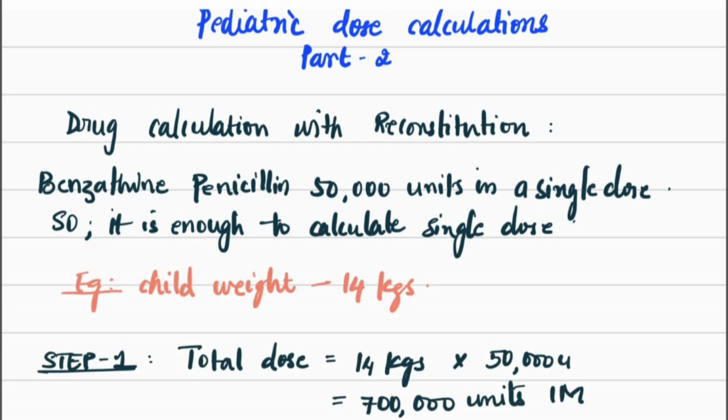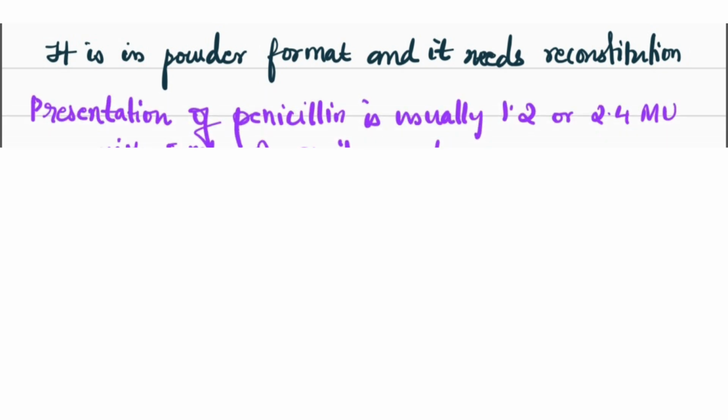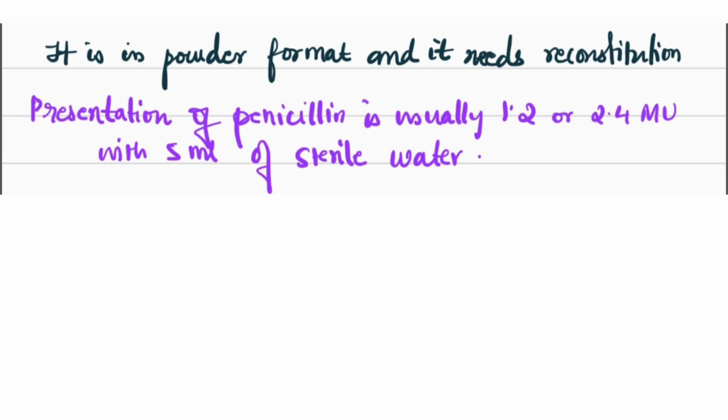Step 1, total dose is equal to 14 kilograms into 50,000 units, which is equal to 7 lakh units given intramuscular. As it is in powder form, it needs to be reconstituted. So the presentation of penicillin is usually 1.2 to 2.4 million units with 5 milliliters of sterile water.